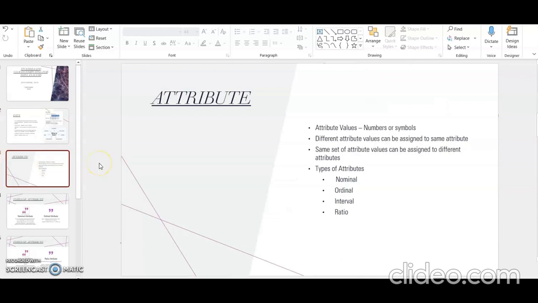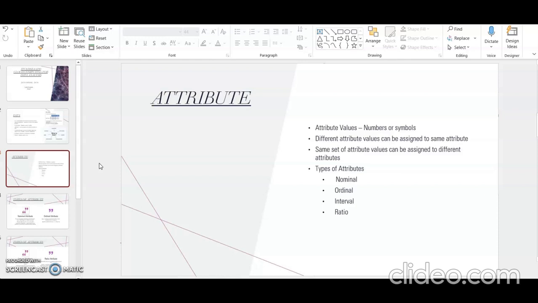So, an attribute has attribute values, called numbers or symbols, and the distinction between the attribute and the attribute values is important. Different attribute values can be assigned to the same attribute. Example, height can be measured in feet or meters. And different attributes can be mapped to the same set of values. Example, attribute values for ID and age are integers, so both have the same data type.